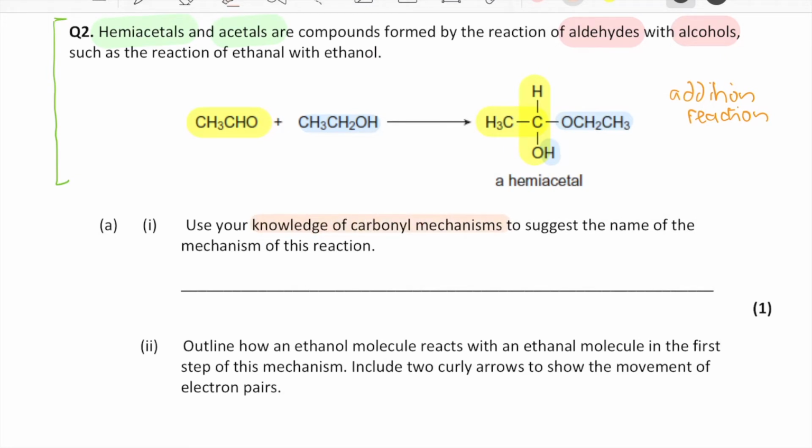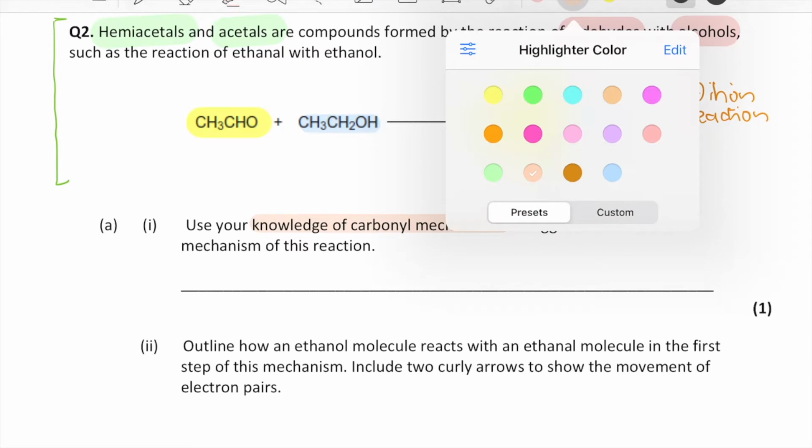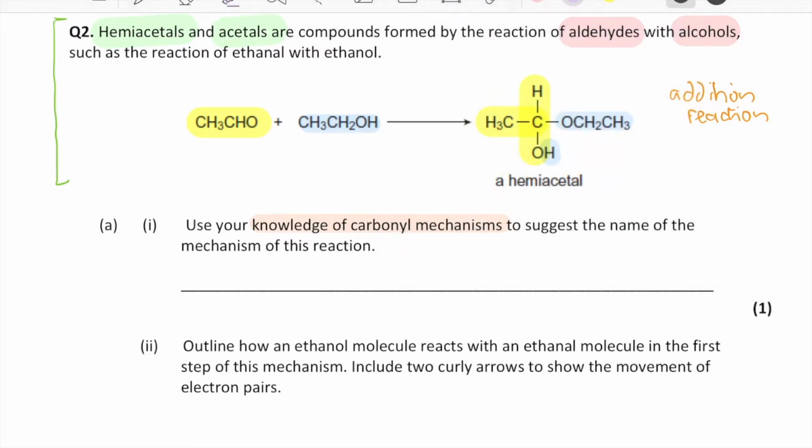Then they use a word which crops up quite a lot in exam questions, and that word is suggest. Typically when they use the word suggest, that normally means this isn't something we have absolutely directly done or that directly features in the specification, but they believe you can apply your knowledge from what you've learnt to this particular context. So it says, use your knowledge of carbonyl mechanisms to suggest the name and the mechanism of this reaction. Well, we know it's an addition reaction.